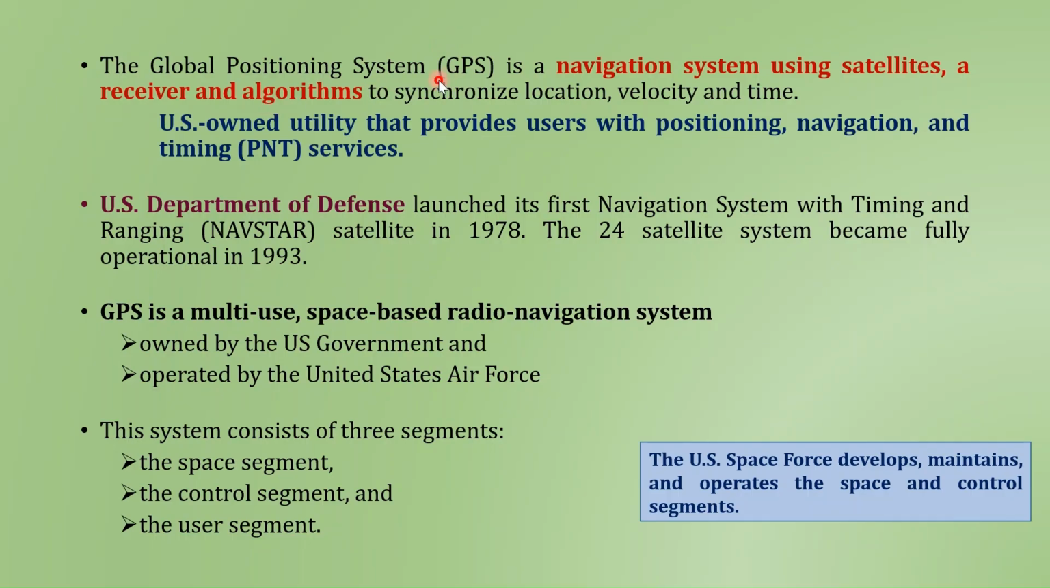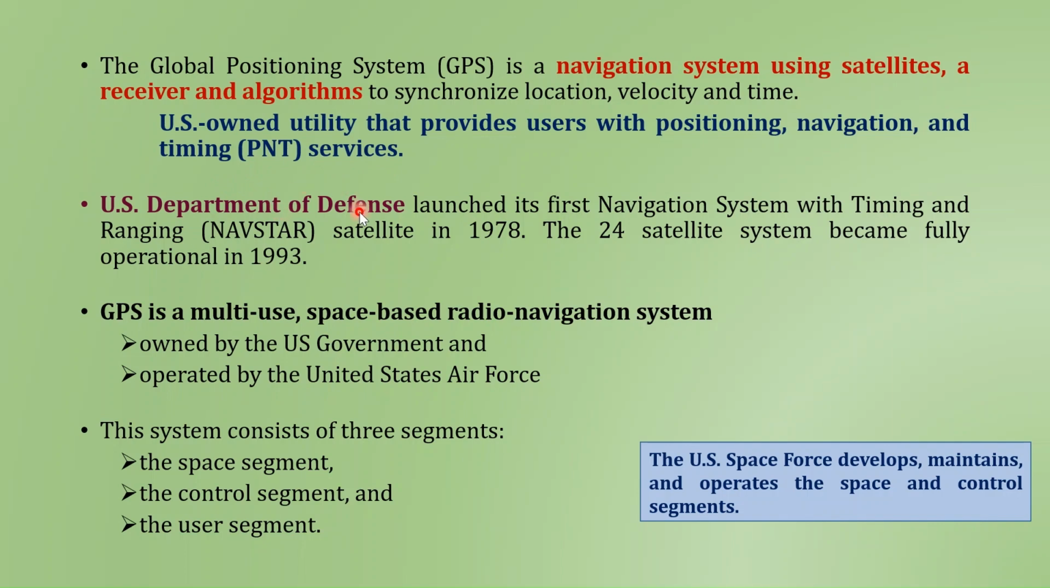Now let us learn about the GPS in detail. So the GPS, or the Global Positioning System, is a navigation system using satellites, a receiver, and an algorithm to synchronize the location, velocity and the time. And this GPS is a US owned utility that provides the user with positioning, navigation and timing services. So this is referred to as the PNT services.